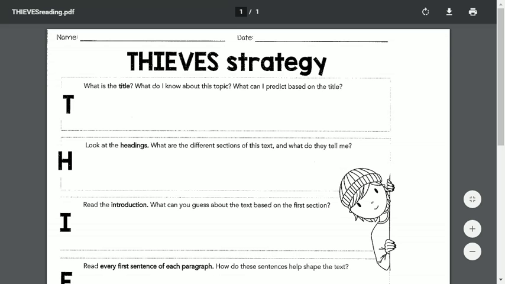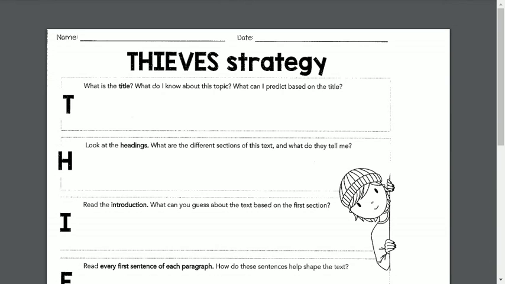So if you look below, you will see a link, or you can click on the THIEVES strategy and you can open that up. And then you can also click on the other link for ecosystems. This is the informational text that we're going to be using today to go through this. We're going to be reading about the ecosystem.